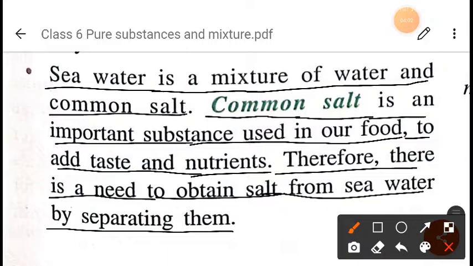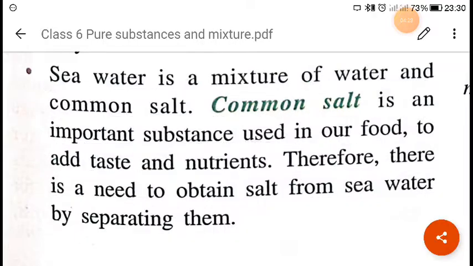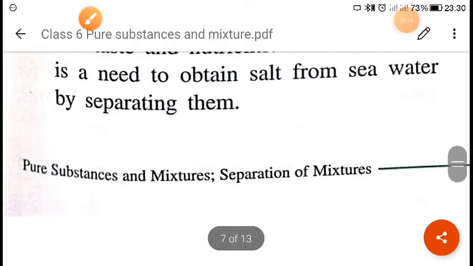So common salt, which is found in the seawater, is also a mixture, because in seawater you get a mixture of salt, minerals, and water. These are first separated, and after that they are used for cooking or for consumption.